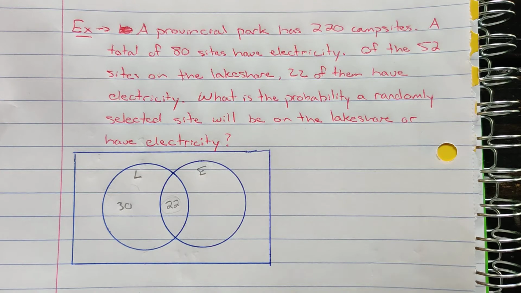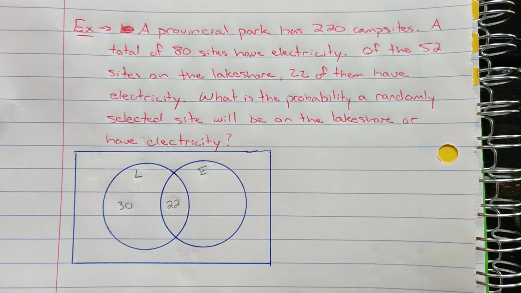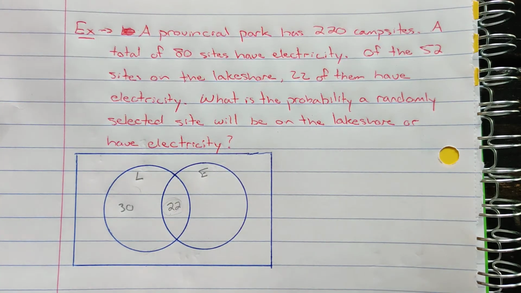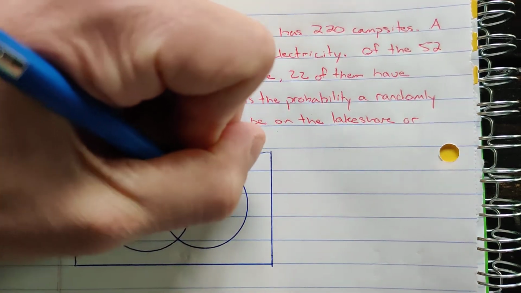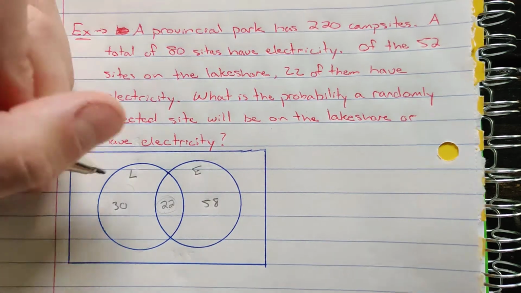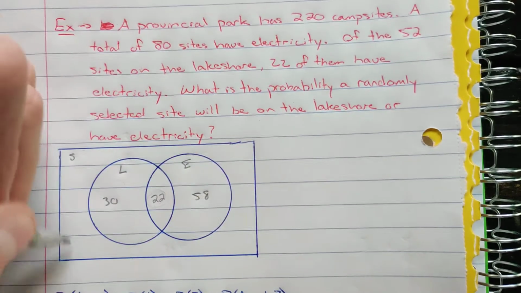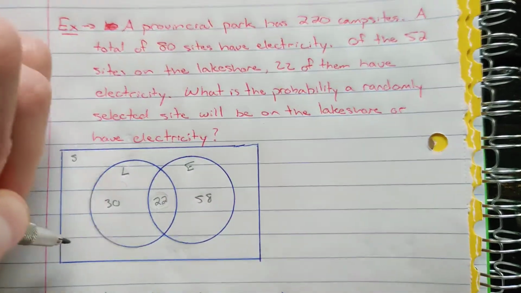Sites that have electricity, there's 80 sites that have electricity, and we already have 22 taken into consideration here in the circle. So the remaining sites that don't have electricity is 80 minus 22. That's 58 sites.